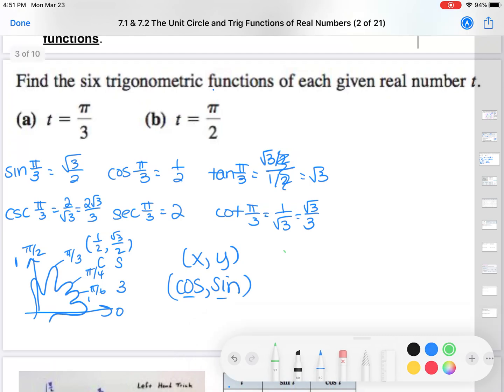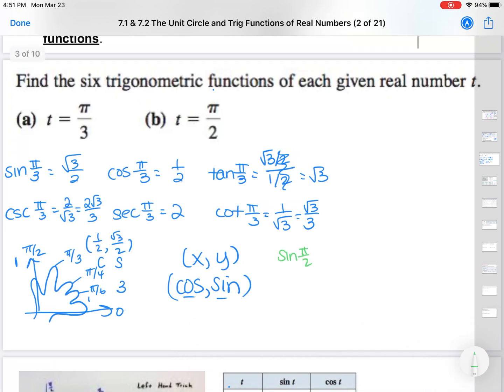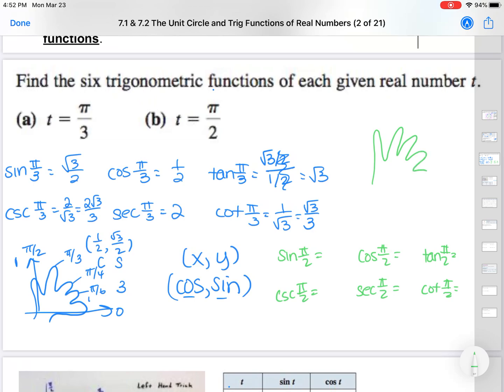So for pi over 2, we've got sine of pi over 2, we need cosine, we need tan, we need cosecant, secant, and cotangent. Okay. So in order to do this one, again, I think the left-hand trick might be a good one. Pi over 2 is really that, oh my gosh, my hands are just getting worse and worse, aren't they? I'm really not an artist. Anyway, pi over 2 is up here.